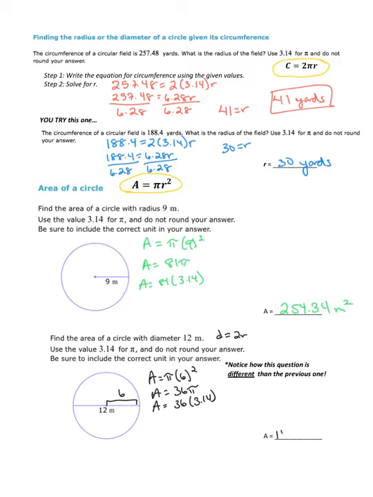Area is 113.04 meters squared. Read the words. We gave you diameter here. We did not give you radius. Pay attention. Next page.